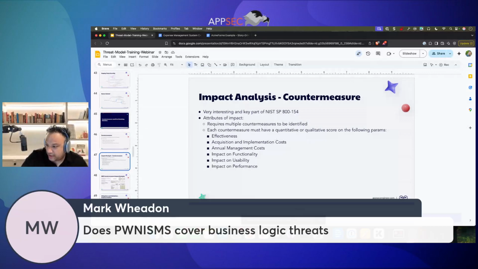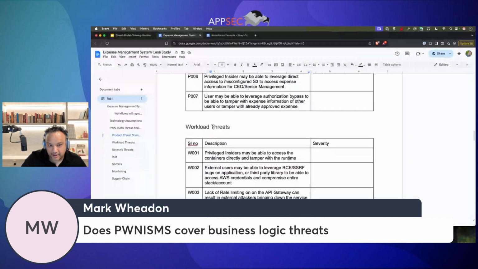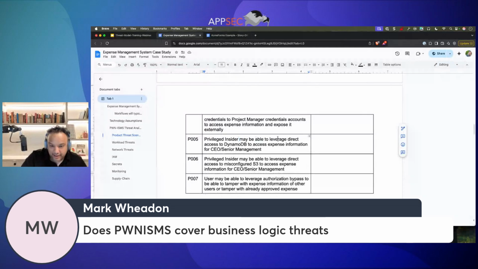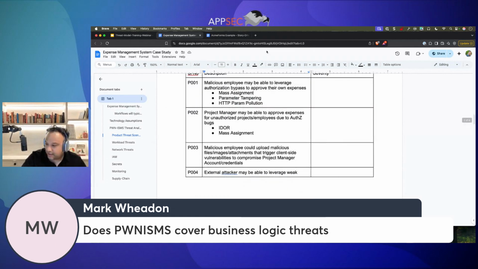Yes. So the question from Mark is, does PWN-ISMS cover business logic threats? Yes, it does. The product-related threats are business logic threats. So whatever is in the product category is meant for business logic threats. So if you see privileged insider may be able to leverage direct access to DynamoDB and access expense information, or user may be able to leverage authorization bypass, these are typically business logic flaws. So this set of product related threats covers business logic. That is the way to do it.